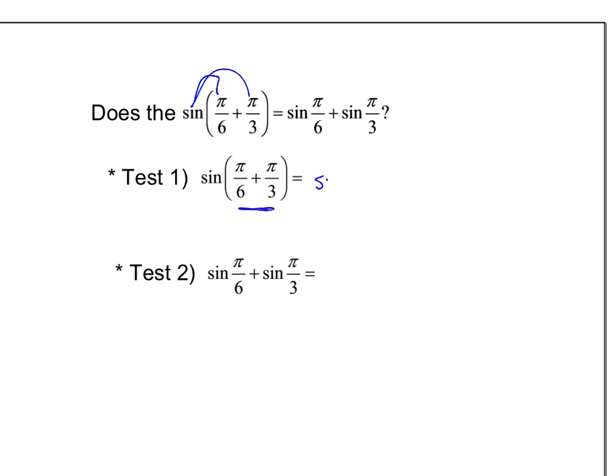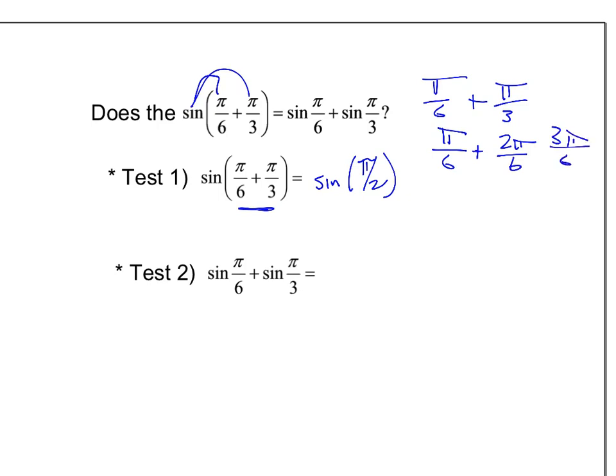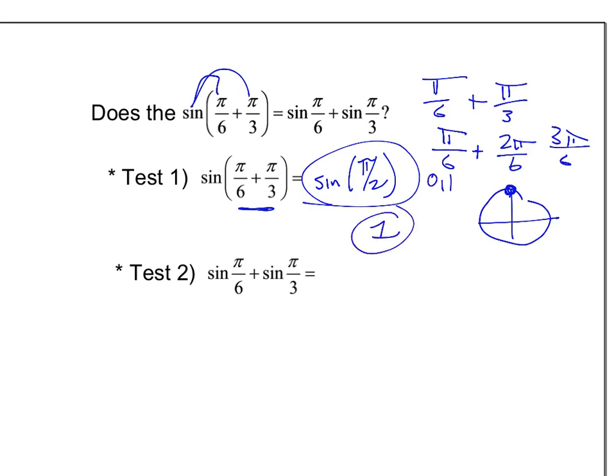Combining these two would be the sine of pi over 2. So pi over 6 plus pi over 3. That's pi over 6, this would be 2 pi over 6, so 3 pi over 6, which would just be pi over 2. So sine of pi over 2, if you look at your unit circle, that's right up here. That's going to be (0, 1). So that answer is going to be 1.